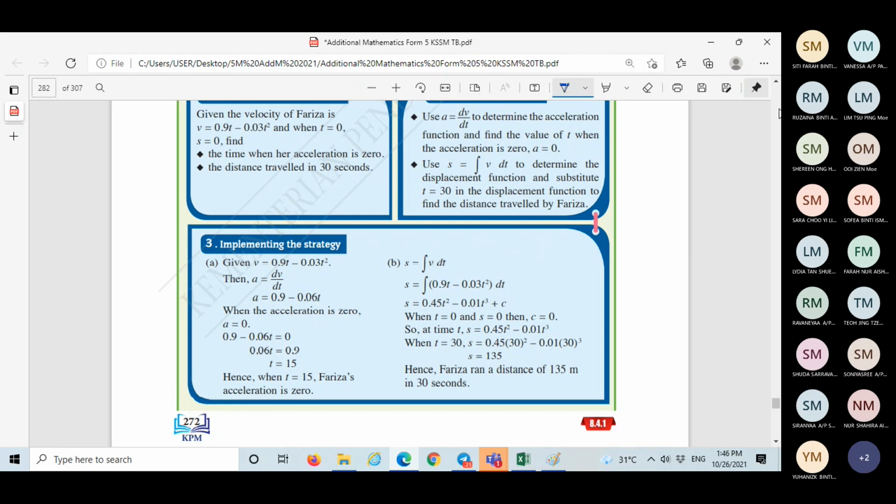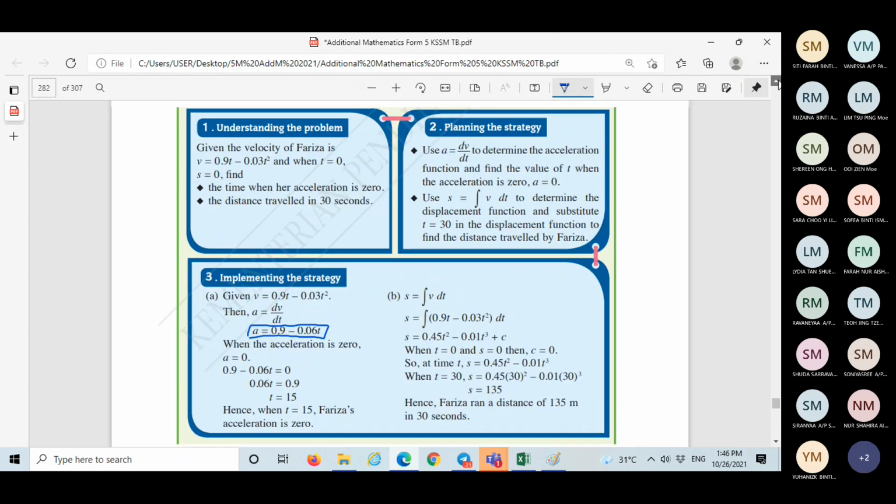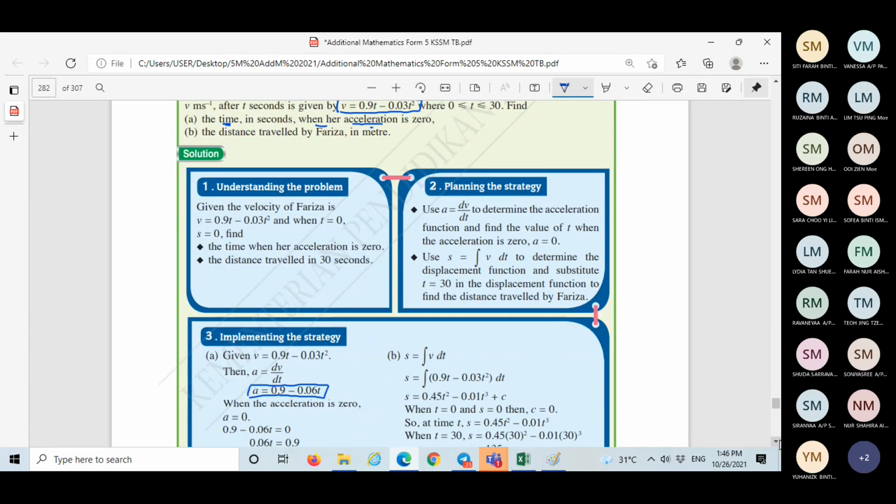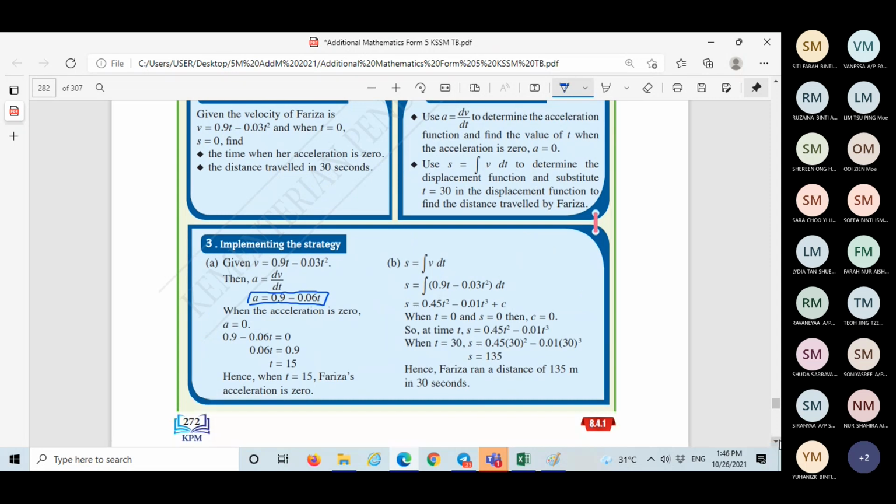Go back to the question again. This is the function for the A. Highlight it. Always the students want to find the function, then at the end they cannot find it. They are asking for the time when acceleration is 0. So you set the function that you found just now, A equals 0, and get the T, because they are asking for a T. Set A equals 0, find the T.